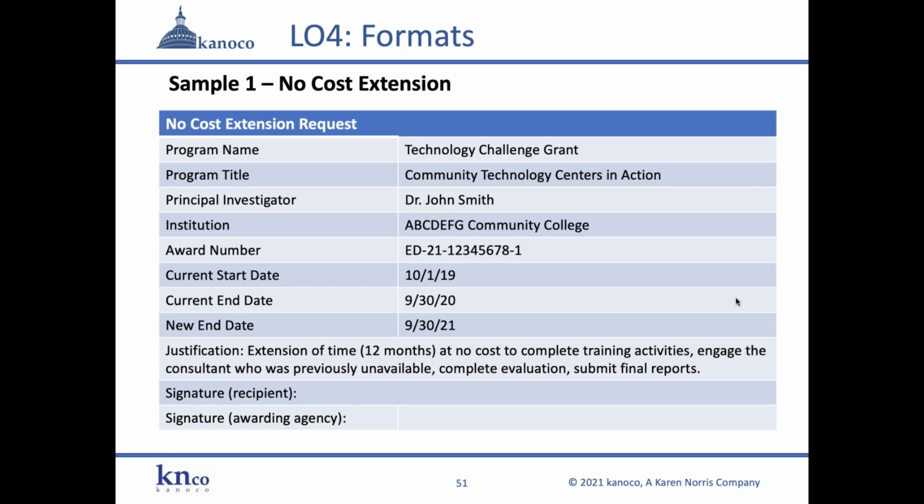So, the justification was extension of time, 12 months, at no cost to complete training activities. Engage the consultant who was previously unavailable, complete our evaluation, and submit final reports. Please feel free to use that language, complete evaluation, submit final reports. These are justifications that are practical and logical, and they are easily approved. And then, of course, you have the signatures.